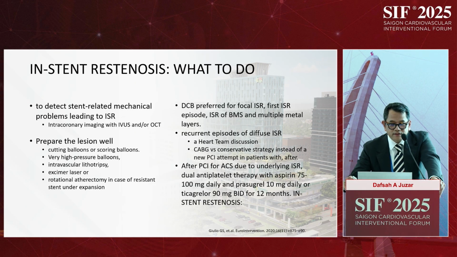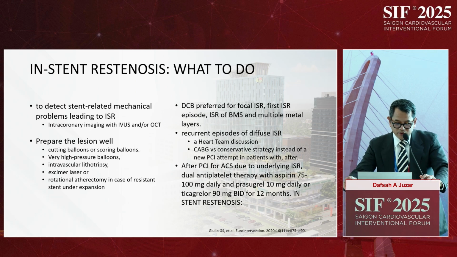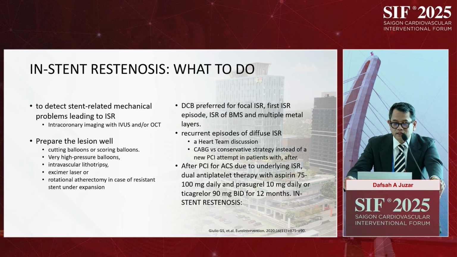So for in-stent restenosis, what to do? Detect the stent-related mechanical problems, and then prepare the lesion well with all the devices that you need depending on the anatomy. And DCB is preferred for focal ISR, first ISR episode, and ISR with multiple metal layers. For recurrent and diffuse ISR, we probably need a heart team discussion.